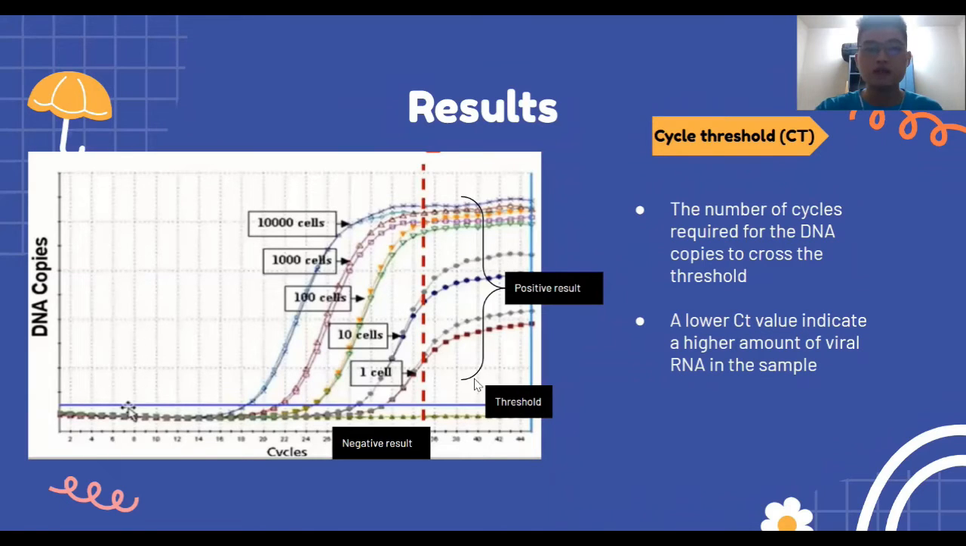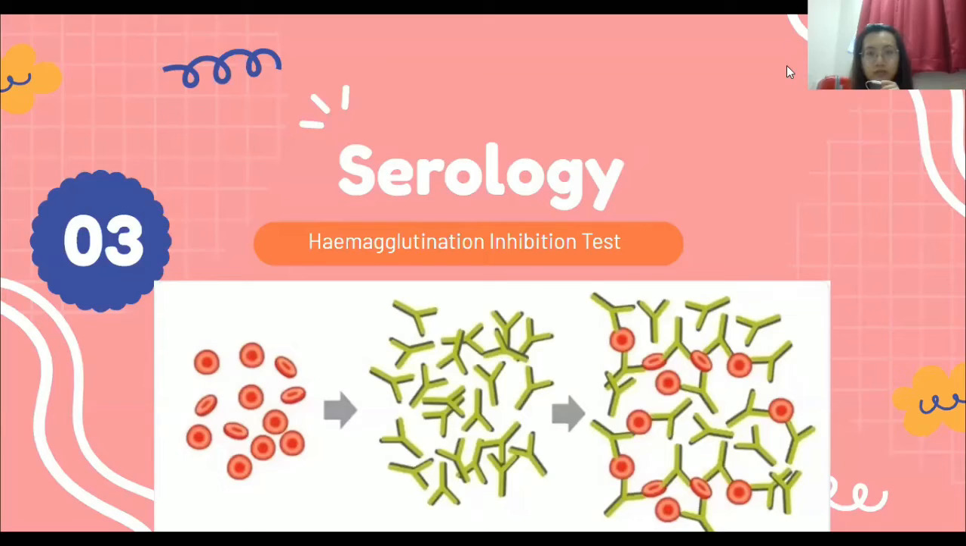The result is positive when the DNA copies pass the threshold value, so all of these samples above are positive, while the green line is negative. At the point where they cross the threshold is their CT value. A lower CT value will indicate a higher amount of viral RNA in the sample.